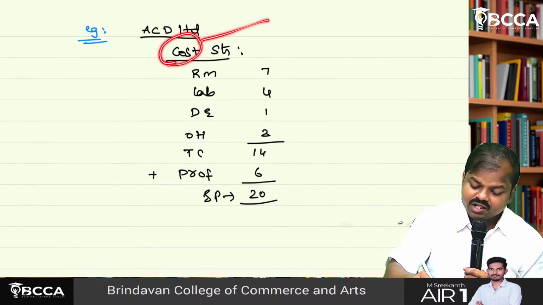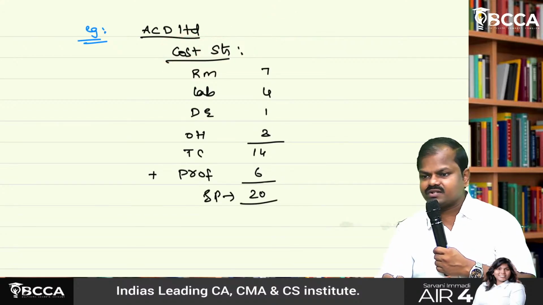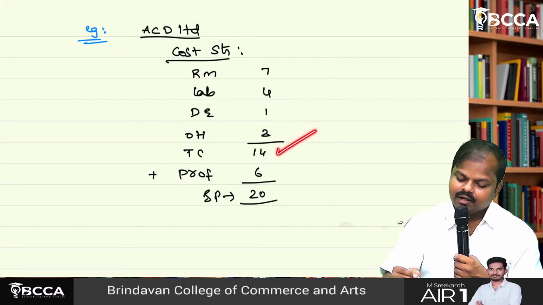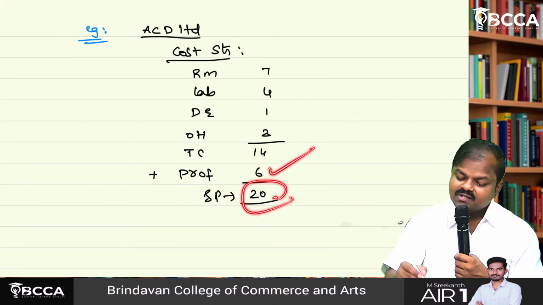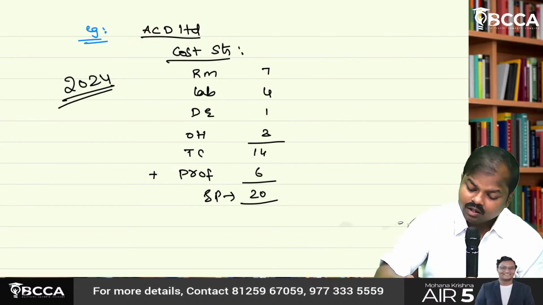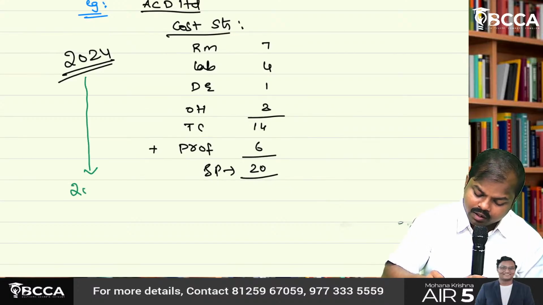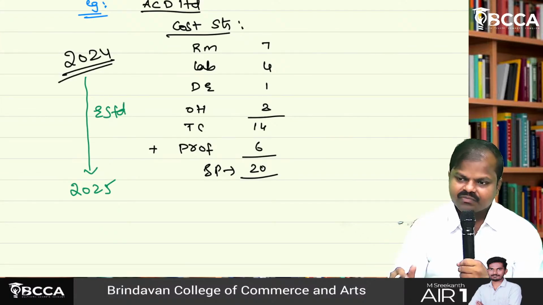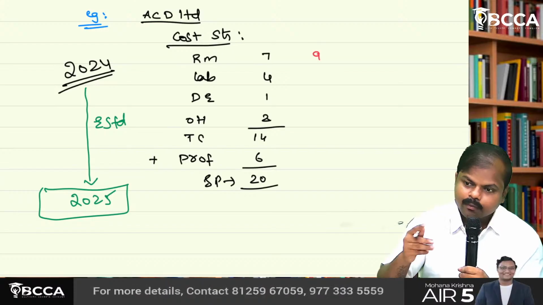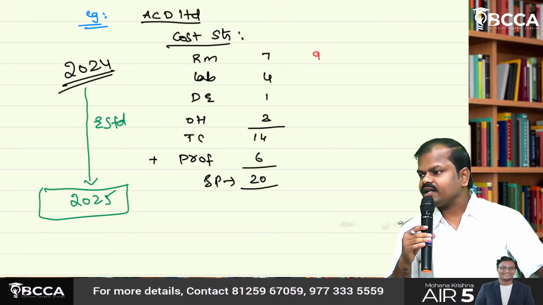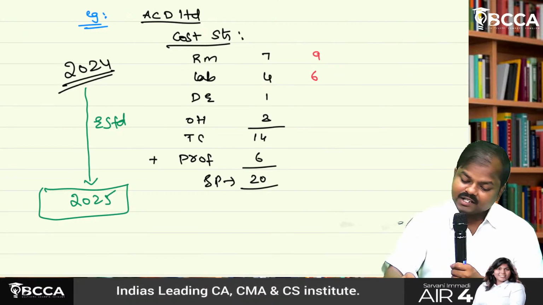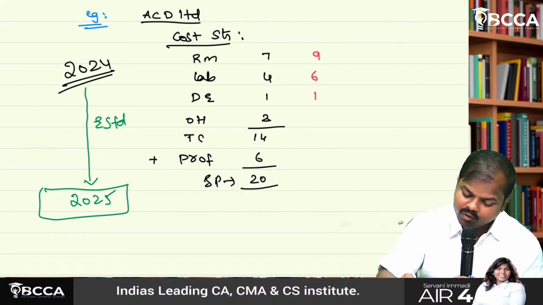This is the cost structure per unit, not the capital structure. The manufacturing cost is 14, the profit per unit we are earning is 6, and the selling price is 20. Just assume this is 2024 data. For 2025 they have estimated data, they are guessing. Raw material will become 9 rupees compared to 7. Labor is increasing to 6. Direct expense 1, overhead 2. What is the total cost here?